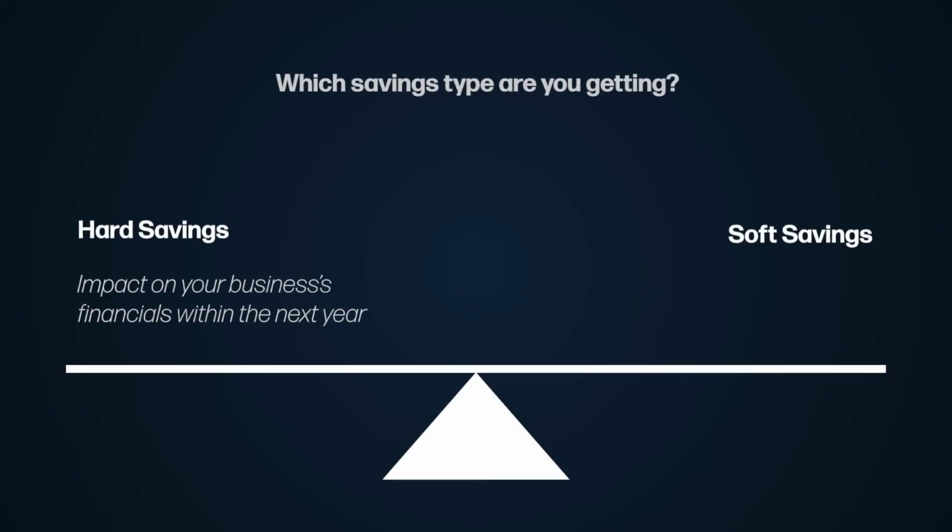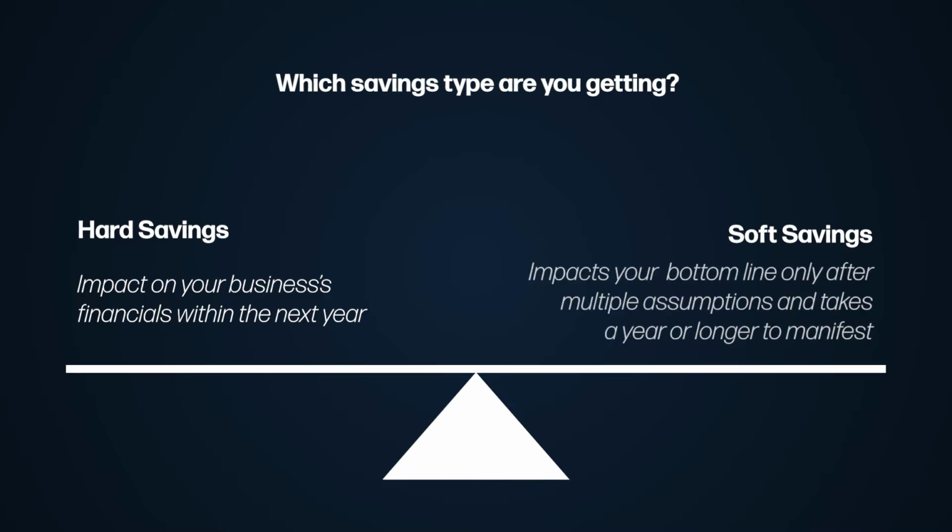To determine whether you're getting hard or soft savings, consider this rule of thumb. If your plans have a direct impact on your business's financials within the next year, then it's highly likely it's hard savings. If the savings initiative depends on multiple assumptions and may only produce a return down the line and might not even affect the bottom line right away, then it's safe to assume you're looking at soft savings. However, both are equally as valuable.